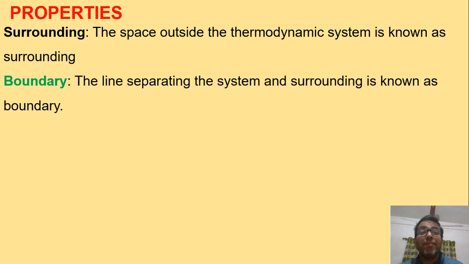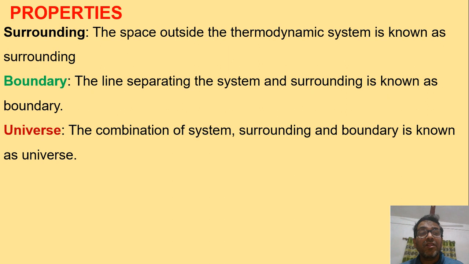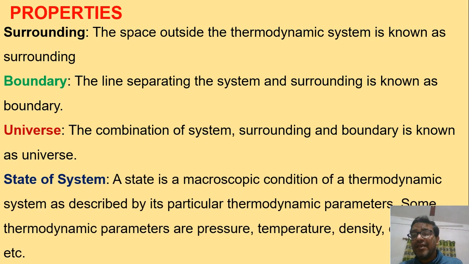Now the boundary. Boundary is the line separating the thermodynamic system and the surroundings. So this is called the boundary. What is the universe? Universe means the total system. That means the thermodynamic system, surroundings and boundary, when everything is combined together, it is considered as the universe. This is why we say the universe.